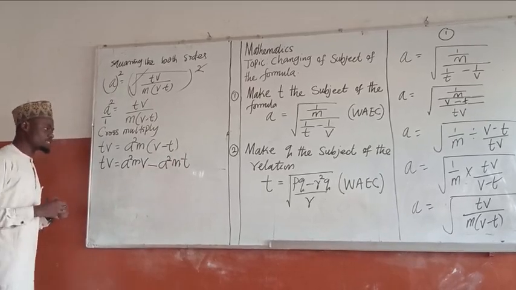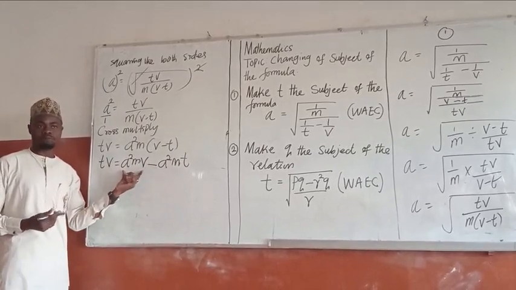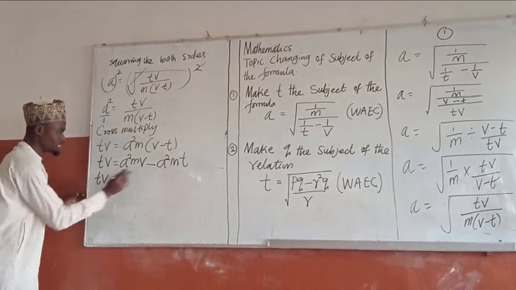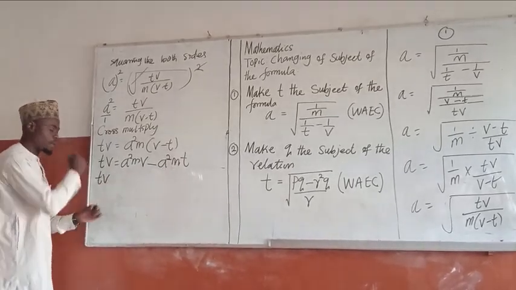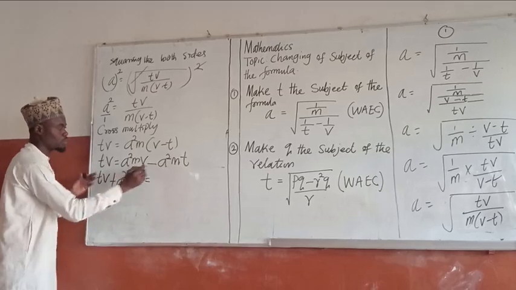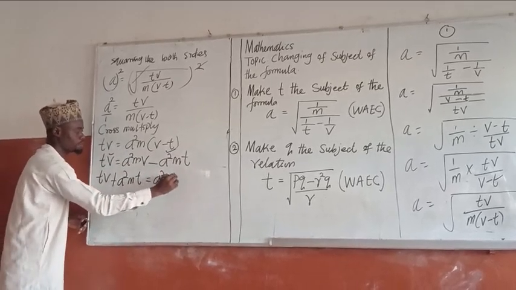With this, we can see that t is here and t is here, and on this side there is no t, which means we can now collect the like terms. So we now have tv. This is minus a square mt. Take it to this side, we have plus a square mt is equal to what is remaining, which is a square mv.